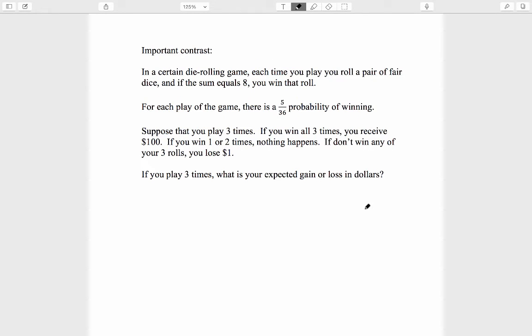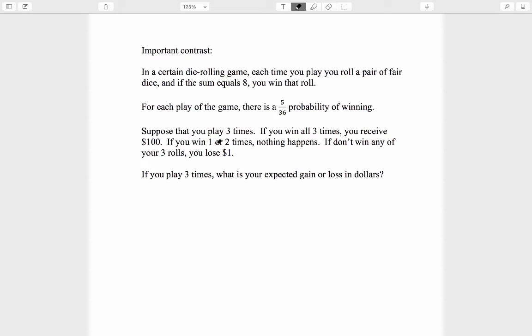But let's not get carried away and start applying our shortcut to problems that it actually doesn't pertain to. For example, here's an important contrast. In the same die rolling game, where every time you play, you roll a pair of fair dice, if the sum equals 8, you win that roll. So it's exactly the same game, but now we're introducing another layer. Besides this issue of how many wins, there's now going to be a question of how many dollars. So suppose that you play 3 times.